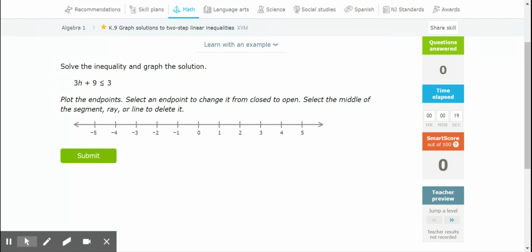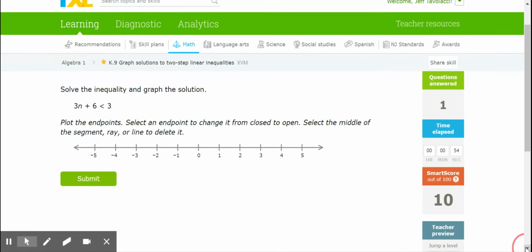Okay, so first thing we would do here, 3h plus 9 is less than or equal to 3. We would subtract 9 from both sides. That gives me 3h is less than or equal to negative 6. Okay, we would divide the negative 6 by positive 3, and that's going to give me h is less than or equal to negative 2. Okay, we're dividing by a positive. The inequality is not going to flip. Negative 2 is going to be the boundary. We actually want that point because it's equal to, and we want everything to the left. We want everything that is less than that.